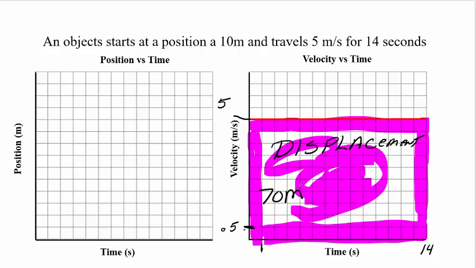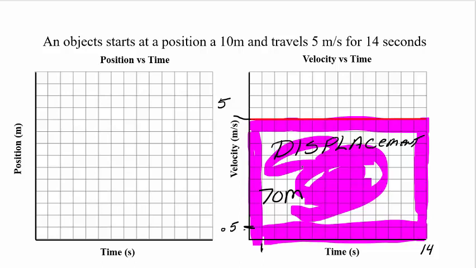What does displacement mean? It means from where I started, I am 70 meters, and it's all positive, 70 meters from where I started from. So since I had a constant velocity, my distance traveled in this case is going to also be 70 meters. So I have traveled 70 meters in the first 14 seconds.